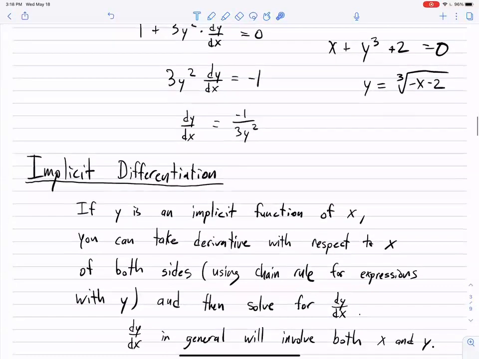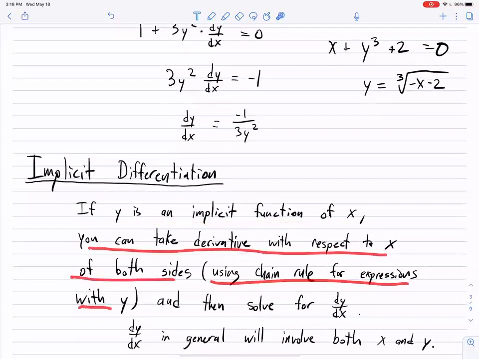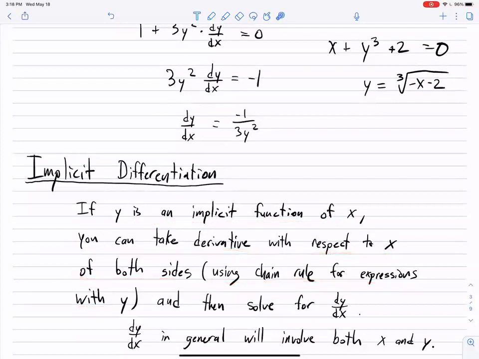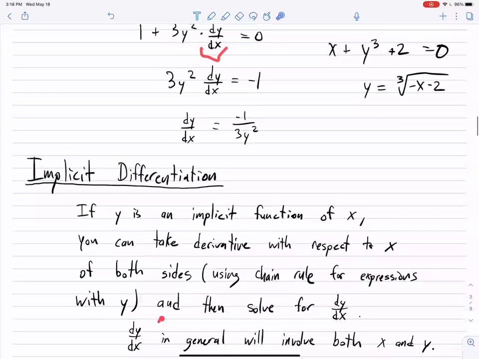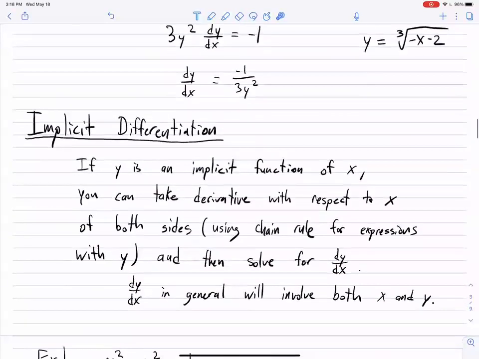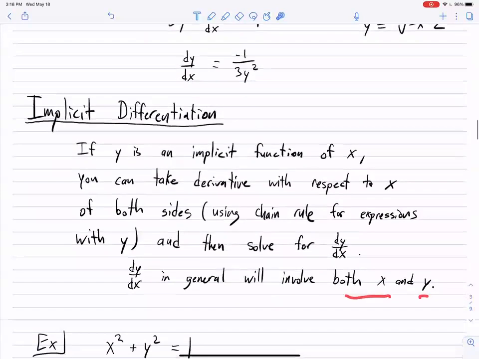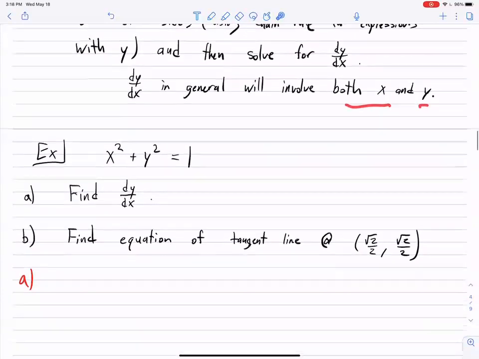And so here's the main idea. Implicit differentiation: if y is an implicit function of x, you can take the derivative with respect to x of both sides using the chain rule for expressions with y. So whenever you have y, just take the derivative as though it's x, so that's where the 3y squared is, and then just multiply by dy dx. And then the final step, or step 2, is to solve for dy dx. And dy dx in general will be an expression that involves both x and y. And so let's do another example.